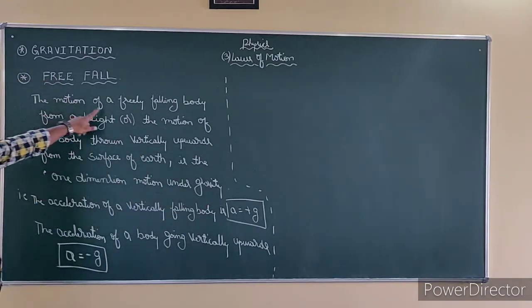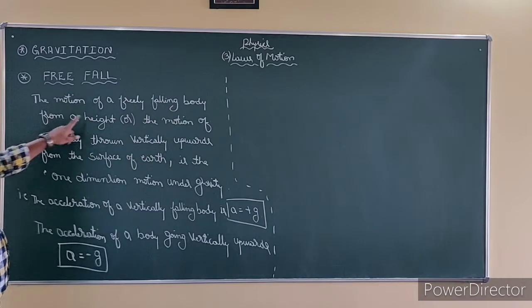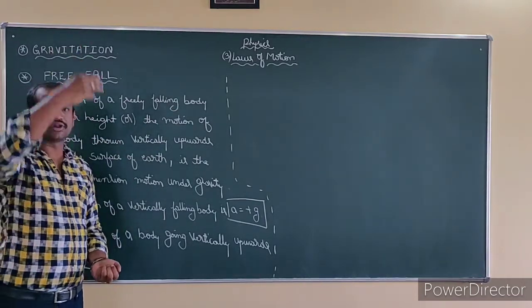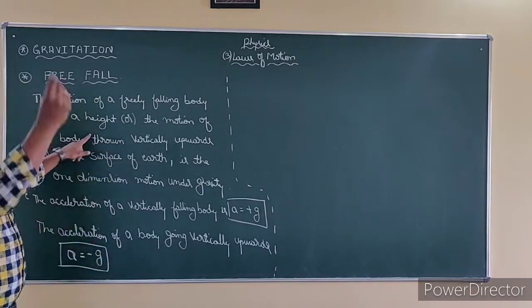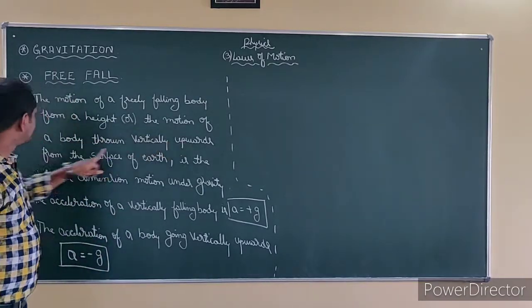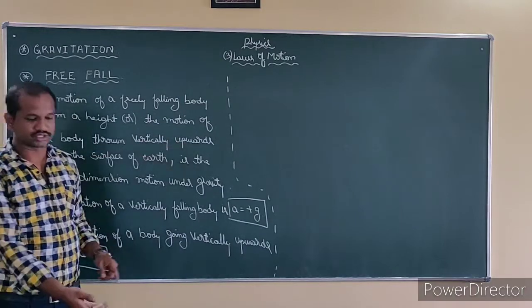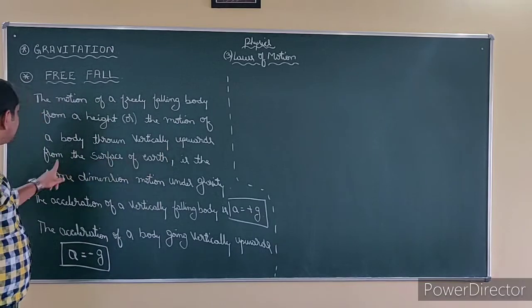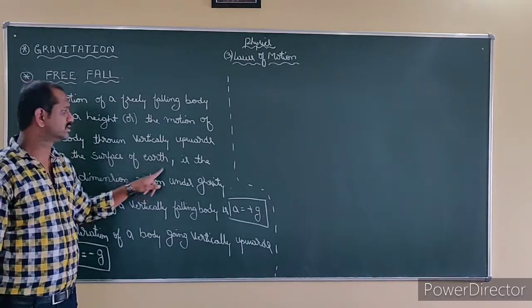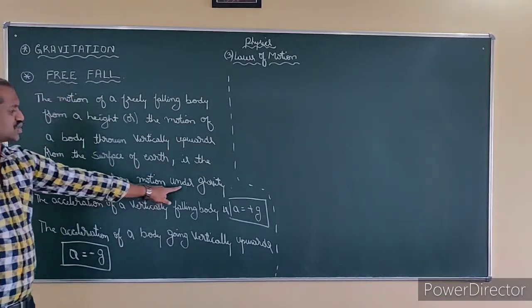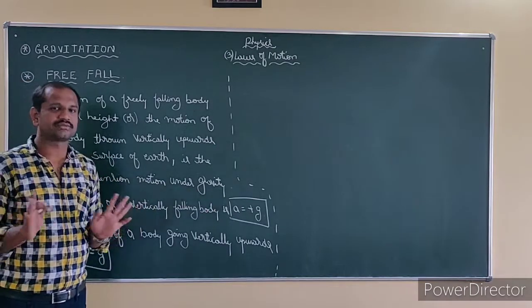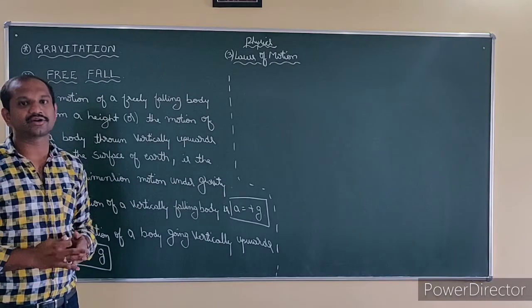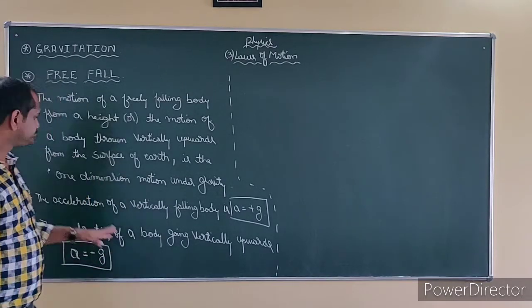See here, the motion of a free-falling body from a height: if I take this chalk and release it, it is falling freely under gravity from a height. Or the motion of a body thrown vertically upwards: if I throw it vertically upwards, it is going vertically upwards from the surface of the earth. Is this one-dimension motion under gravity? Very simple concept. Motion in one dimension is what? A body keeps moving in a linear or translational path, right?